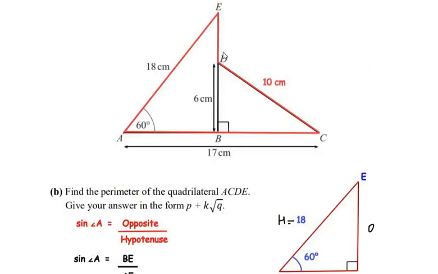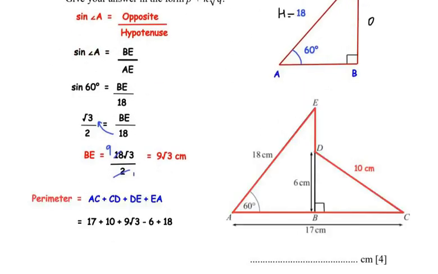So here we are trying to find out the length of ED. So we are going to subtract 6 centimeter from the total length BE to get DE. So let me reconsider this figure over here for easy reference. So here the perimeter of the quadrilateral ACDE will be equal to the length of AC plus CD plus DE plus EA. Now the AC value is 17, plus the CD value is 10, plus DE is going to be the total height BE, that is 9 root 3, minus the height BD, that is 6. So 9 root 3 minus 6 gives us DE, plus the value of AE is 18.